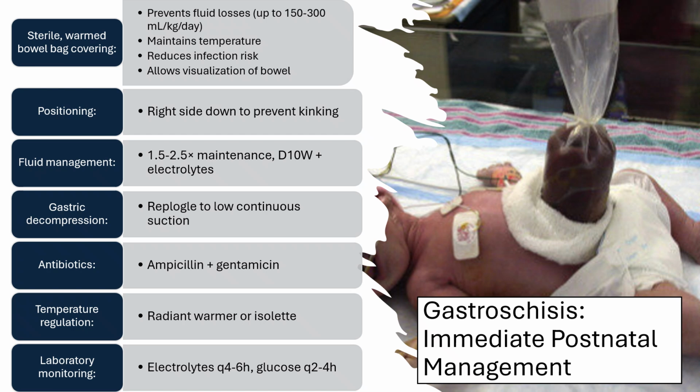Temperature regulation is crucial because these infants lose heat through multiple pathways simultaneously: the exposed bowel surface, increased metabolic demands, and often poor perfusion. Your lab monitoring schedule reflects how quickly these babies can change. Electrolytes every 4 to 6 hours catch those rapid shifts from ongoing losses, while glucose every 2 to 4 hours prevents hypoglycemia as they burn through their limited energy stores. This immediate management prevents the three things that kill these babies: dehydration, hypothermia, and sepsis.